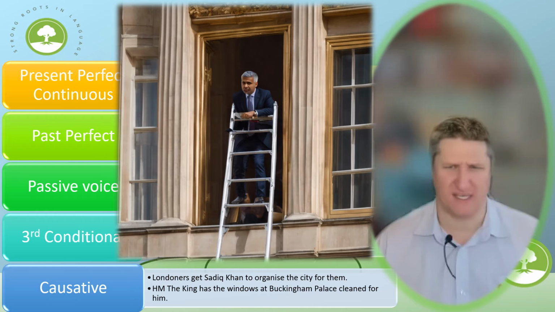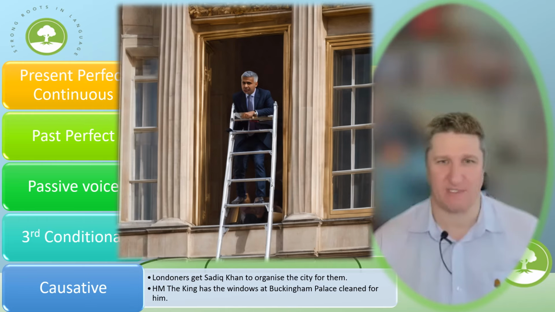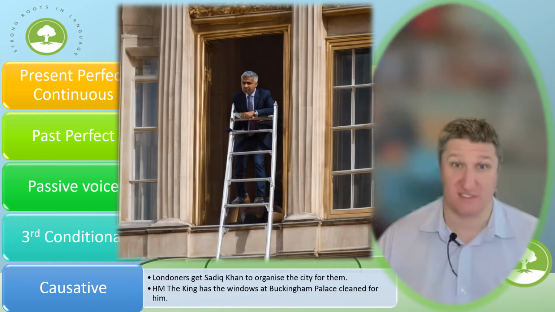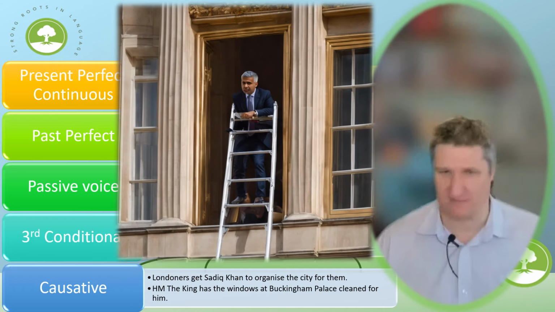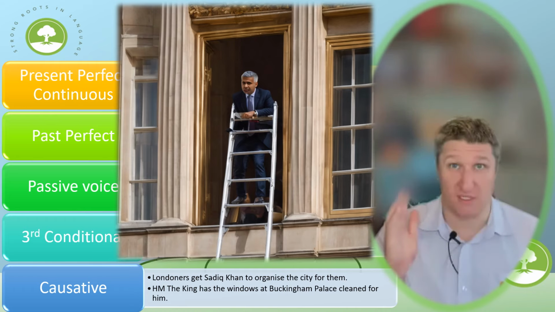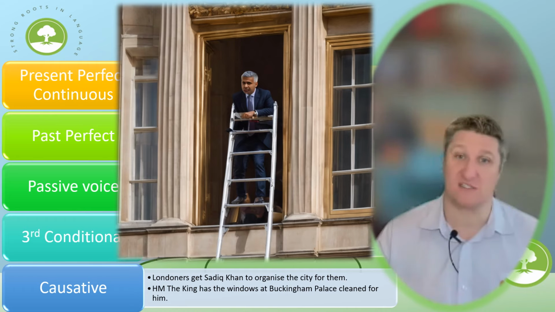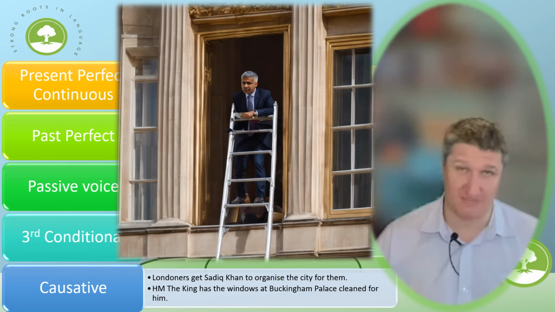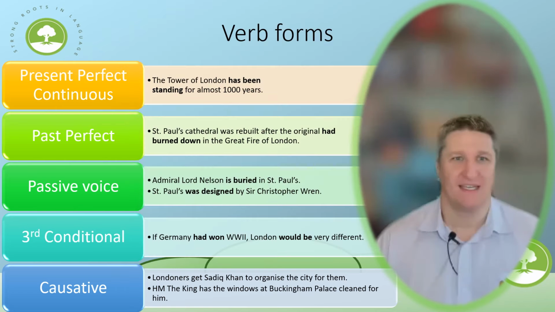In this case by Sadiq Khan, but that is thanks to AI image generator. I don't think Sadiq Khan actually cleans the windows at Buckingham Palace. That is just a generated image which I thought I'd play around with. If Sadiq Khan, if you happen to be watching this, please don't send anyone to arrest me. Thank you. So there we go. Those are the verb forms you need to know.